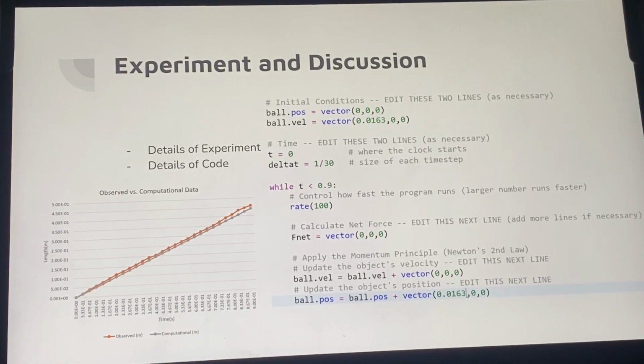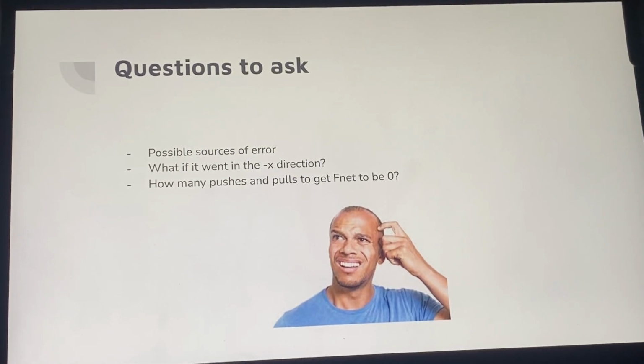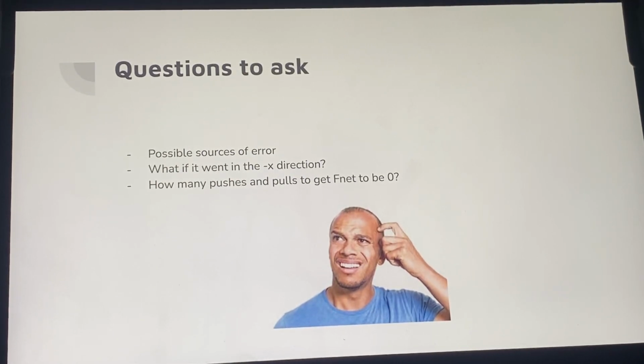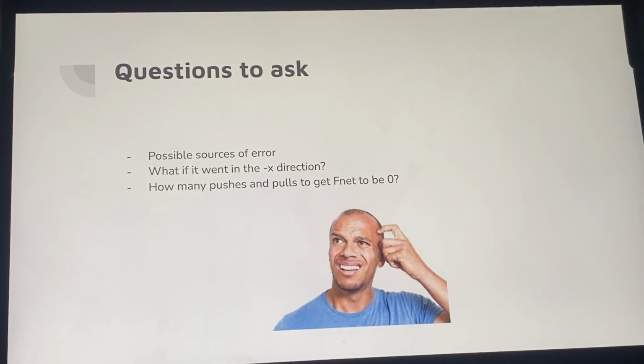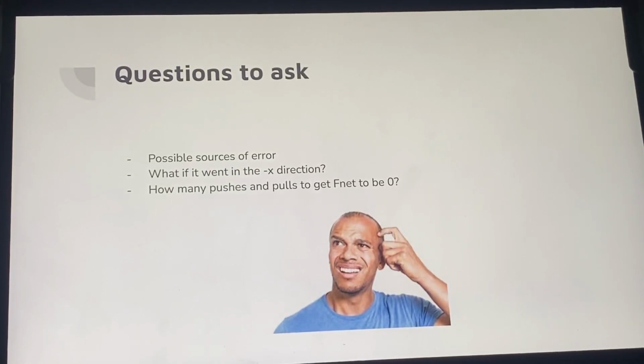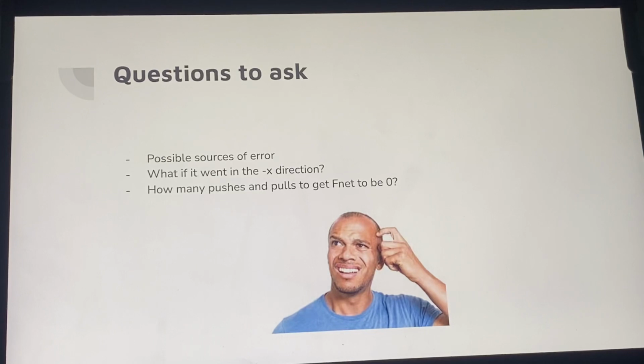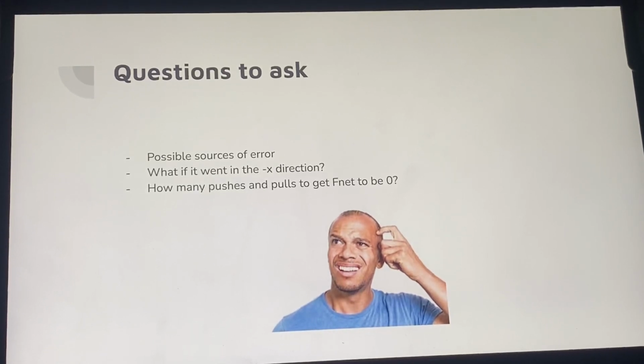So let's think about this. Were there any errors? Yeah, of course. Air resistance and friction could lead to some discrepancies that I didn't code for. What if we went the opposite direction, in this case, the negative x direction? Well, I don't think it would be that different. The velocity would still be the same. It would still go the same distance, just in the opposite direction, right?